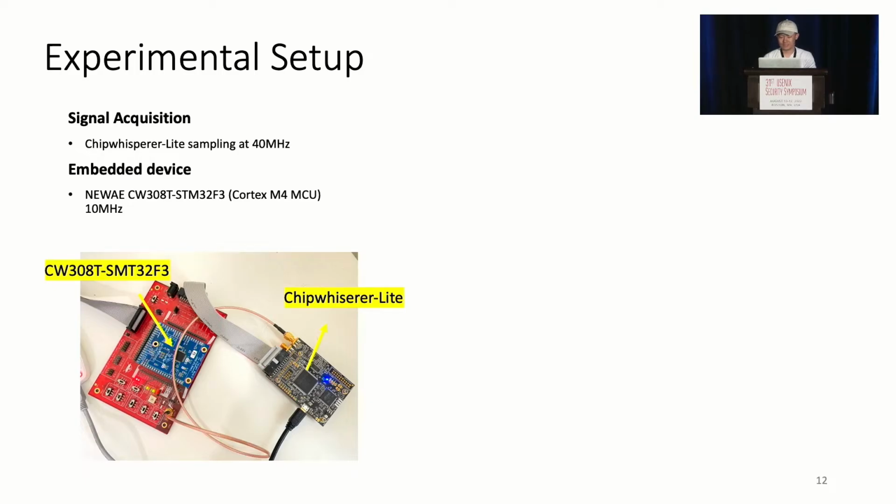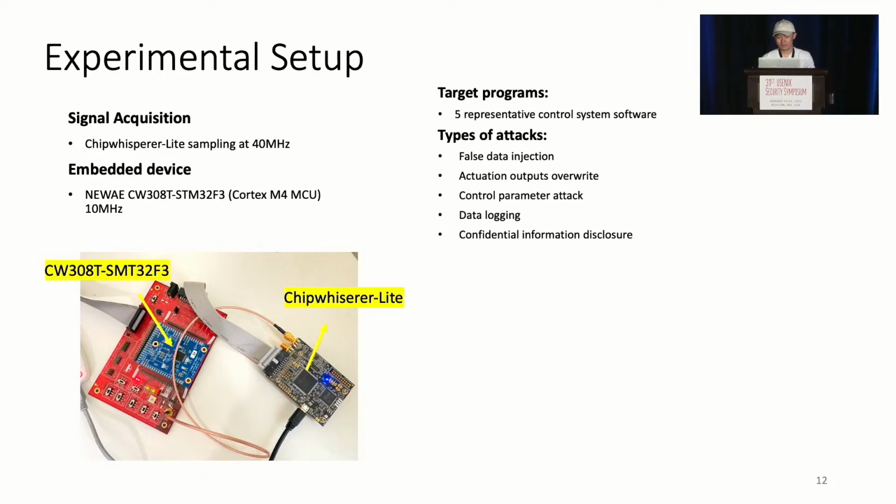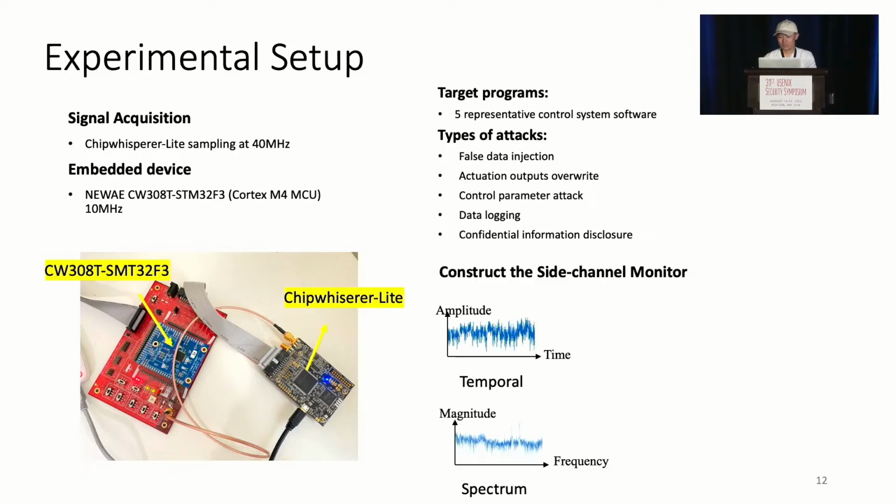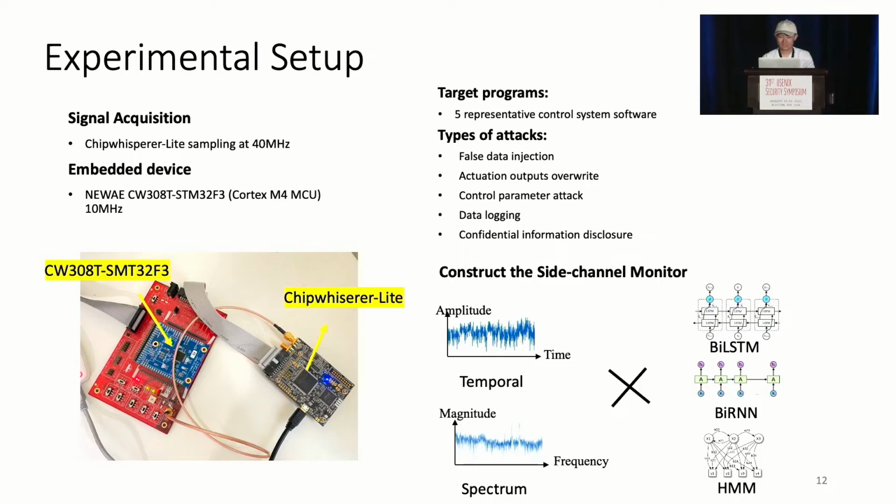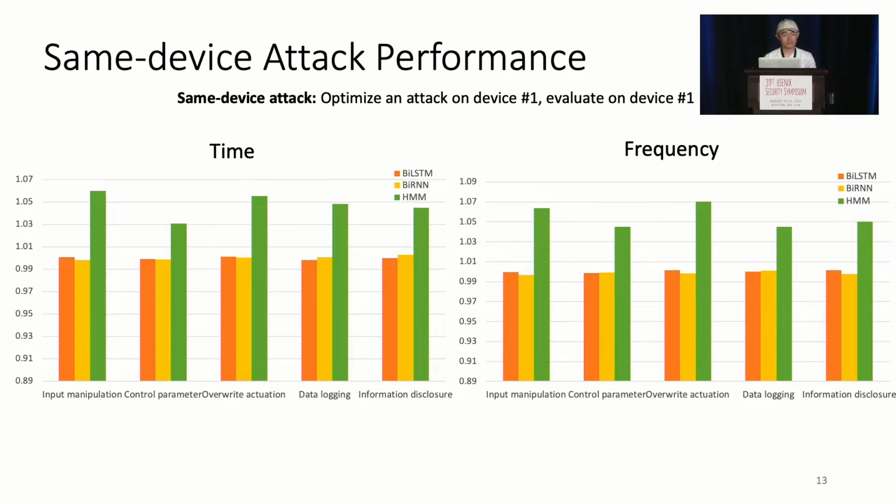We evaluate the proposed attack with the following experimental setup. For signal acquisition, we use a ChipWhisperer Lite sampling at 40 megahertz, and we use an STM32F3 as the embedded device, or the victim device. We use 5 representative control system softwares and 5 very common control system attacks. To construct the side channel monitor, we consider both time and frequency features and 3 popular time series models to form the detector. We first present the results on the same device.